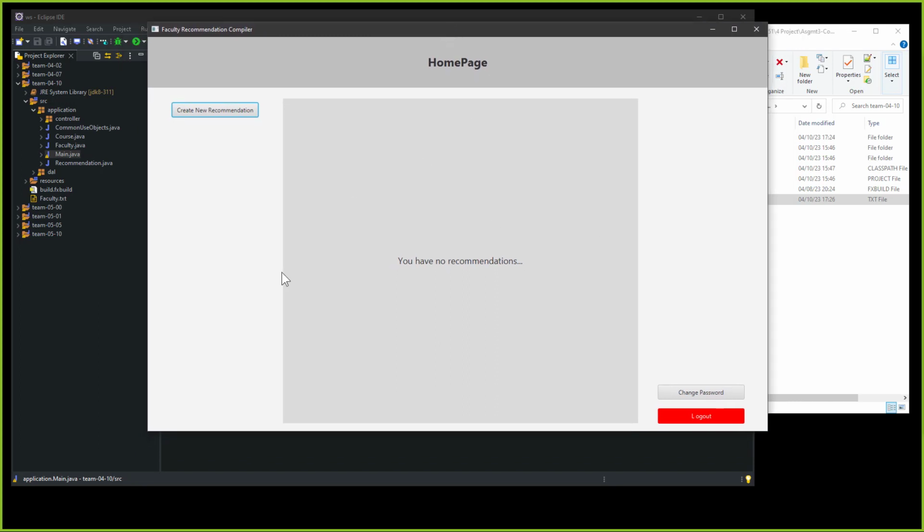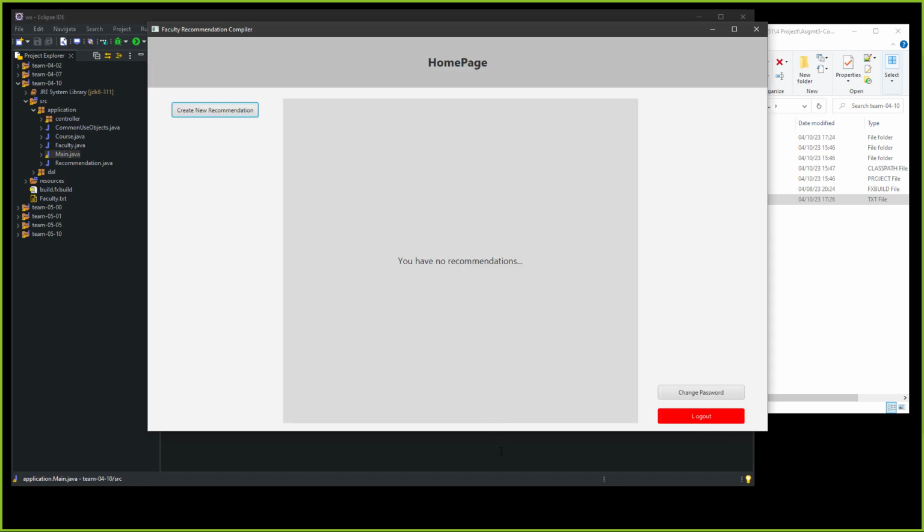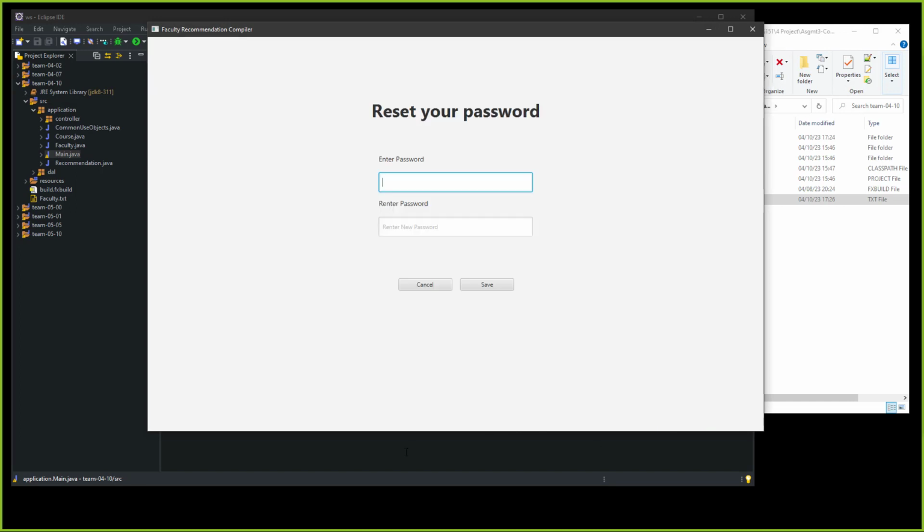So they designed this very beautifully, as you see. Probably they designed it in this way so that the whole list of recommendations goes here, but we don't have any list here. So log out, it goes automatically here, and then log in again. Change password. So this one is not good.